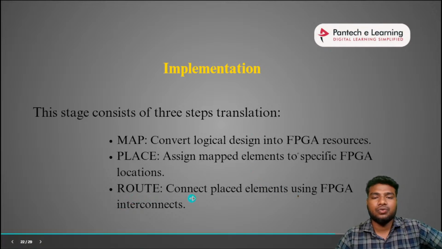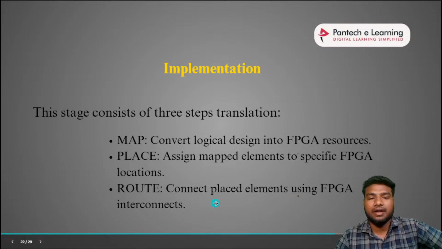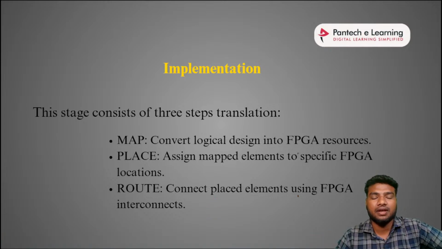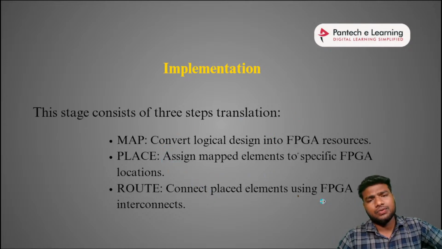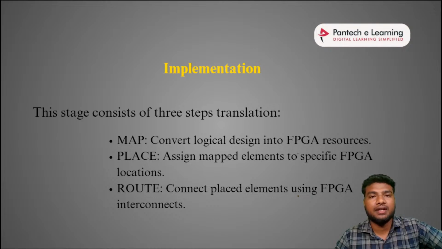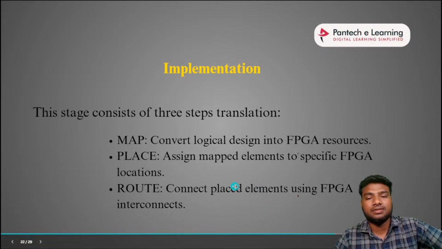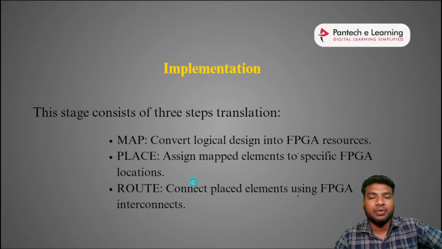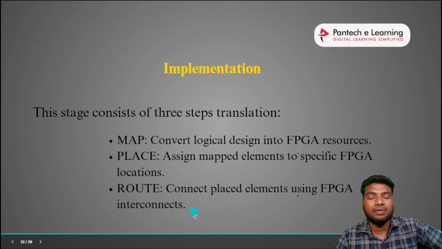And then route. Route means connecting the placed elements using the FPGA interconnect. Routing I already said: for interconnecting the CLBs, we use programmable interconnect wires. For assigning the wires, it is also one process. Only by using the wires can we get the output from the FPGA. So assigning wires is very important, and that comes under the route operation.